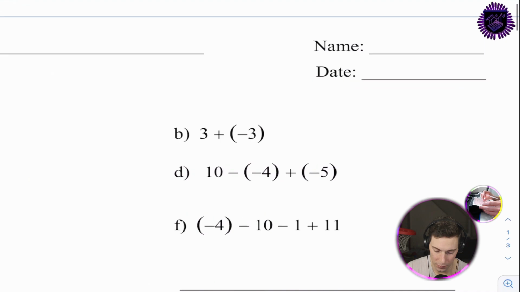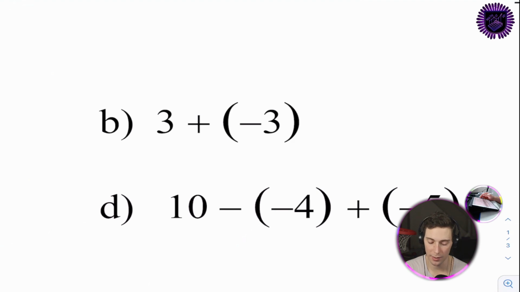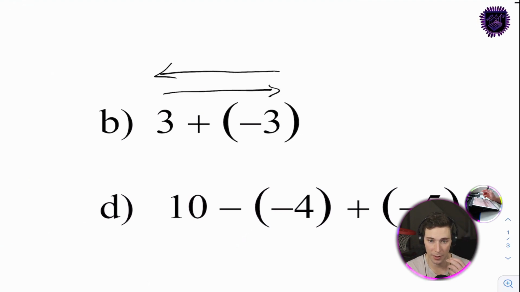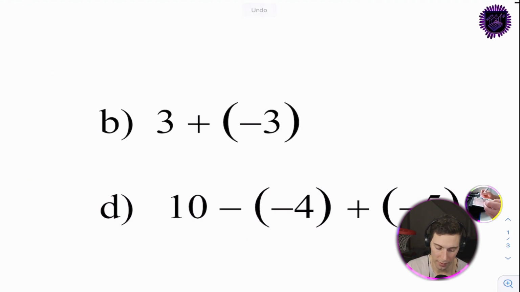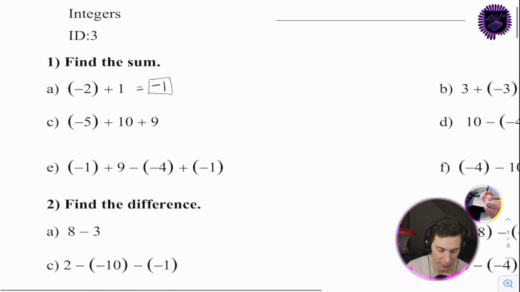All right, question 1b. Now, this one is going to use addition. We're going to add the two values because we're moving up the number line. Wait, sorry, that's not right. We're going to find the difference because we're going up the number line plus 3 and then back down the number line 3 spots because we're adding a negative. So we're making it more negative. So this one's going to be 0. They're going to cancel each other out.